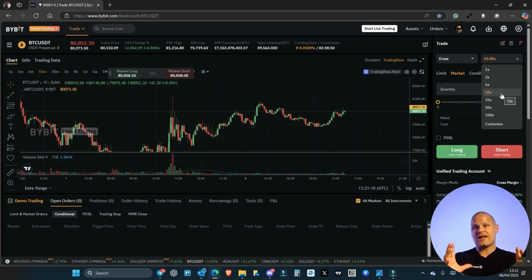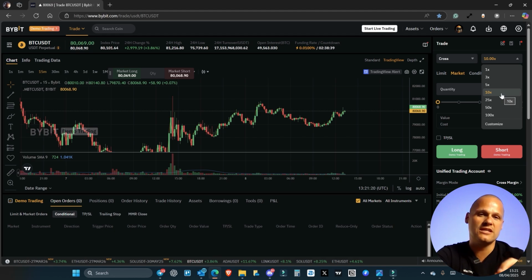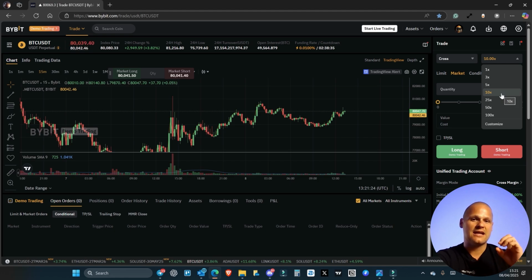It's obviously great, but be careful because this is a double-edged sword, right? It's not only for the profits, but also for the losses, right? If you trade with the leverage, you need to be more precise with the entries, right? Have really smaller stop losses, and you need to know how to do that.